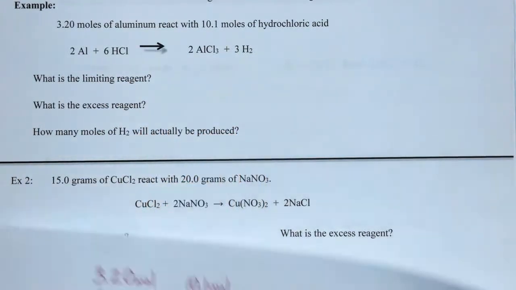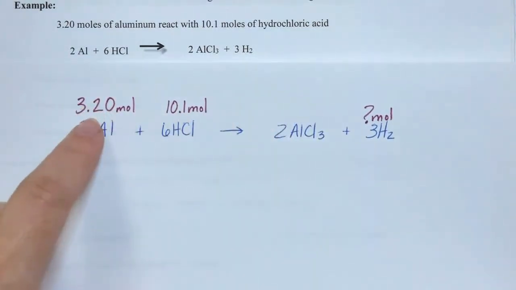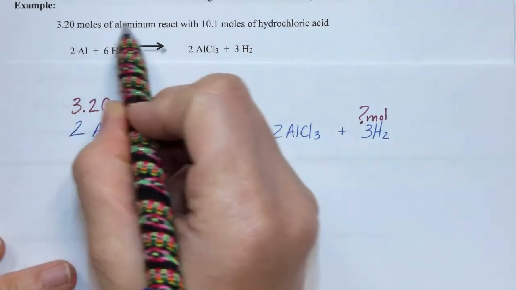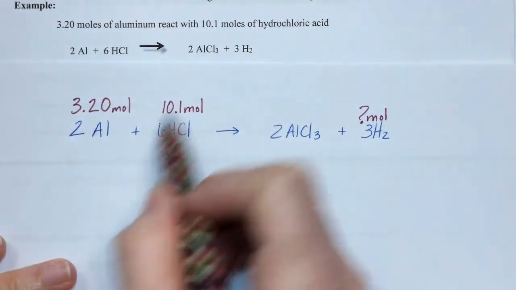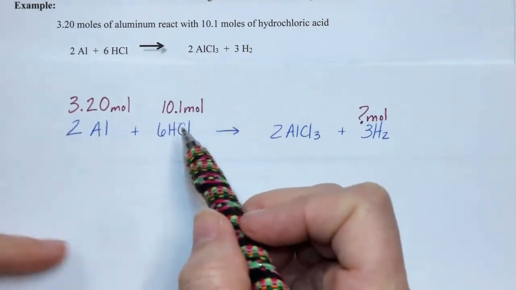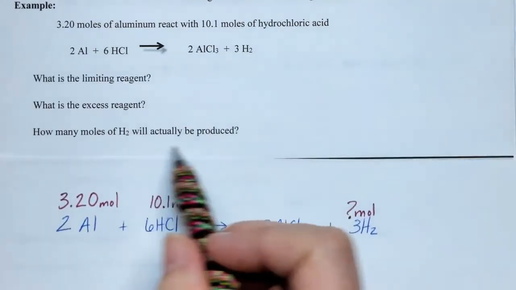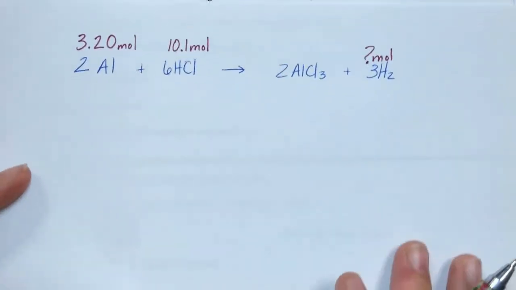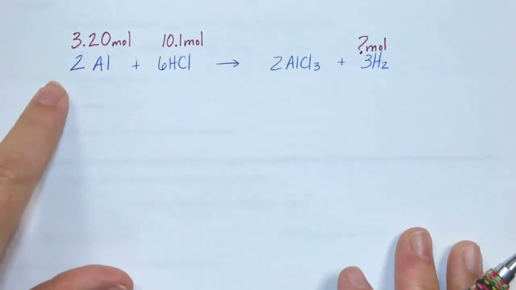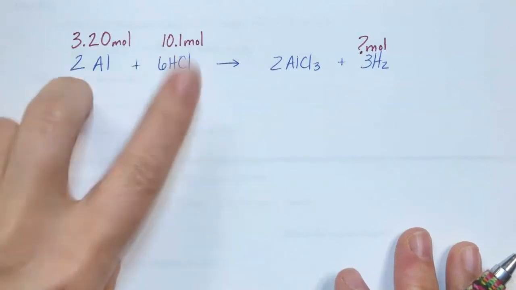So I rewrote the equation here, and I went ahead and identified how much of each I have. 3.20 moles of aluminum, that's this. 10.1 moles of hydrochloric acid, that's this one. And then we want to find the answer of how many moles of hydrogen are going to be produced. So because I have two givens, I'm going to have to do not one proportion, but two proportions, one for each of them.